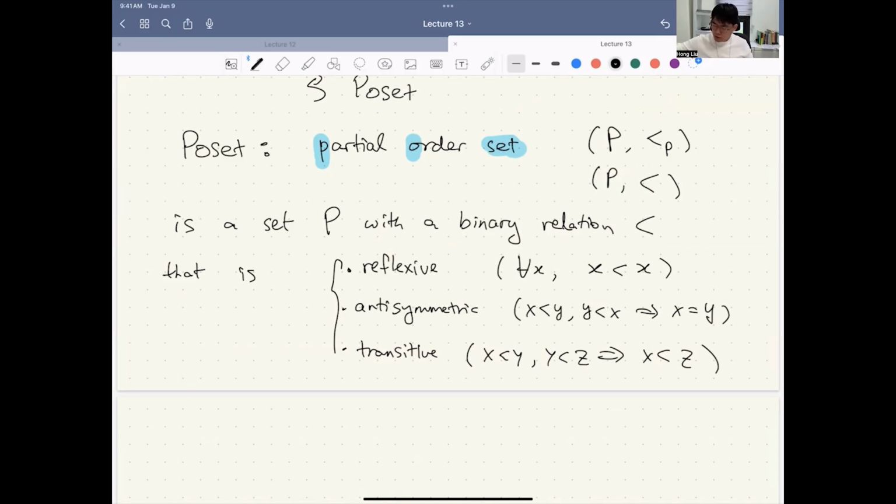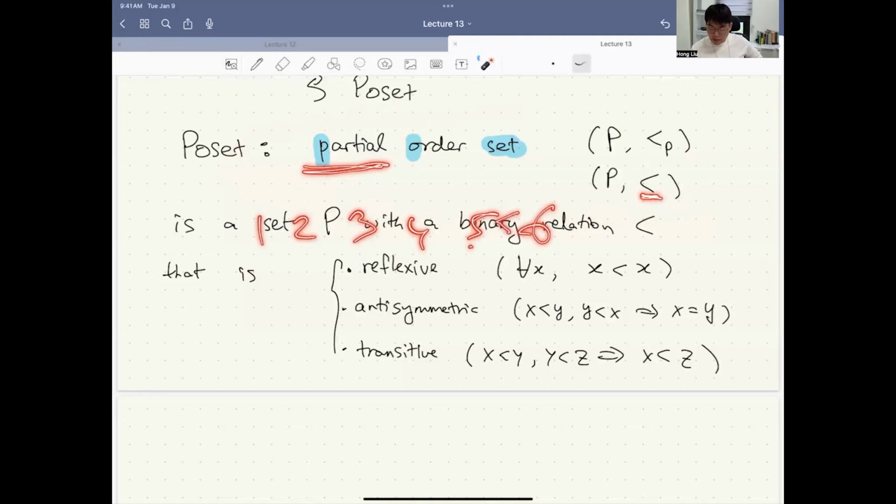These three properties. I will give you some examples shortly, but let's briefly mention why it's called partial order. If you think of natural numbers 1, 2, 3, 4, 5, 6, and the standard less-than binary relation, this is a total ordering. Every two natural numbers are comparable. But it's called partial order, meaning not every pair is comparable.